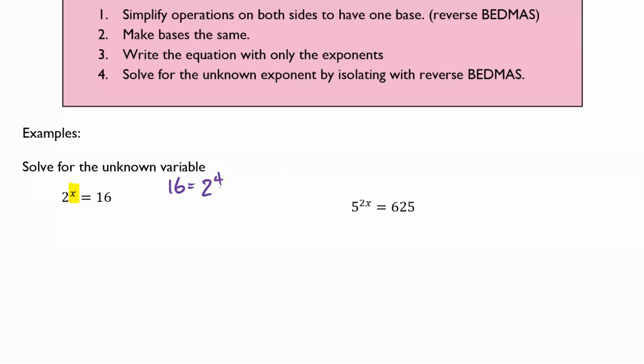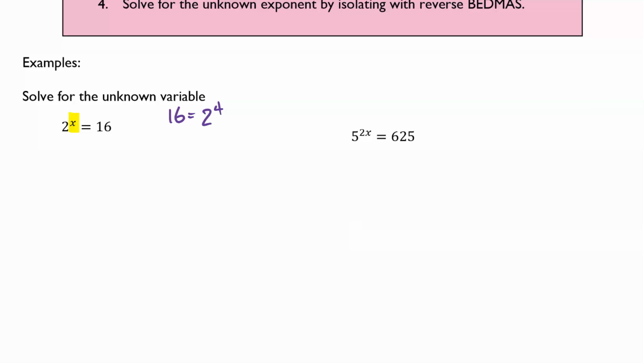Okay? And 2 to the exponent 4 is the same thing as 16. That's 2 times 2, which is 4, times 2 again, which is 8, times 2 again, which is 16. And we're going to substitute 2 to the exponent 4 into it. So here we go. Let's write the equation again. 2 to the exponent x, that's the left side. On the right side, I'm going to plug in 2 to the exponent 4.